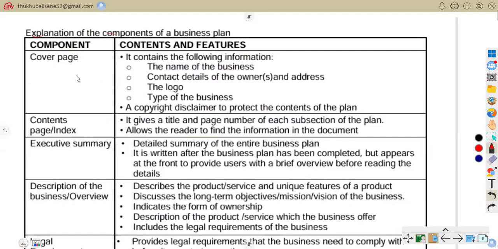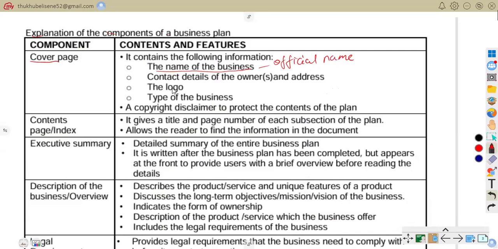Right now we are going to talk about the cover page. As it says, the cover page contains the name of the business. The cover page must clearly show the official name of the business. For example, let's say our business is Bright Future Bakery. That should be clearly shown.